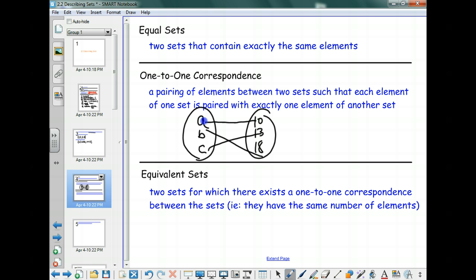Something like that. If I can identify one element in the first set with one element in the second set, and I can only do that if I have the same number of elements, right? That's the kicker, the same number here. If I can do that, we say that it has one-to-one correspondence. And if a set has one-to-one correspondence with another set, then the sets are considered equivalent sets.